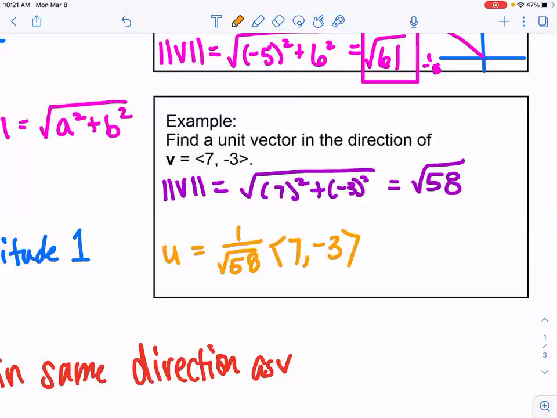Let's think about this here, guys. We already know that the vector 7, -3 has a magnitude of radical 58. So if I'm taking the magnitude, radical 58, and multiplying it to this number, we get 1. But I want you to actually multiply this through, and I want this to be exact.